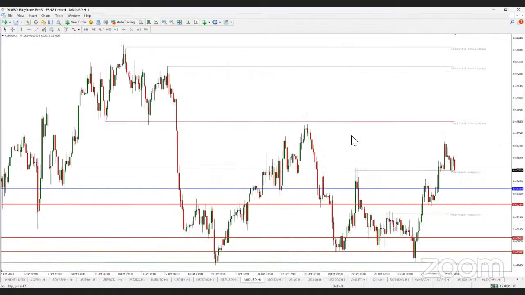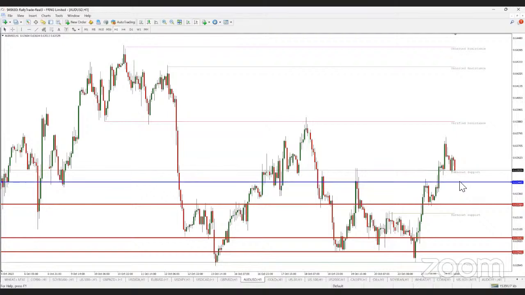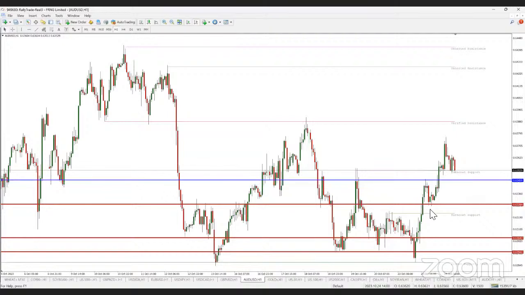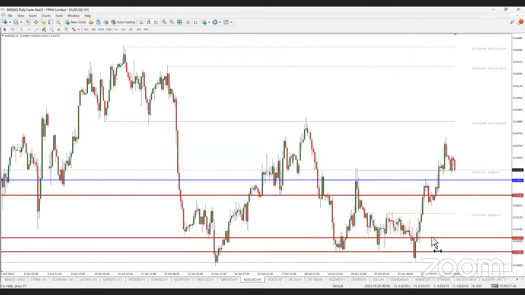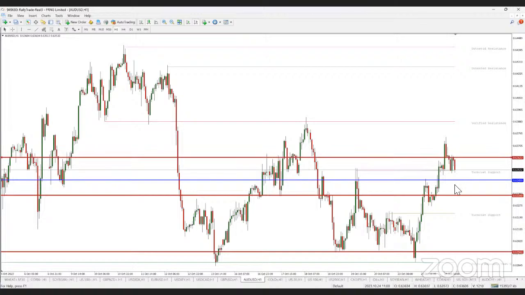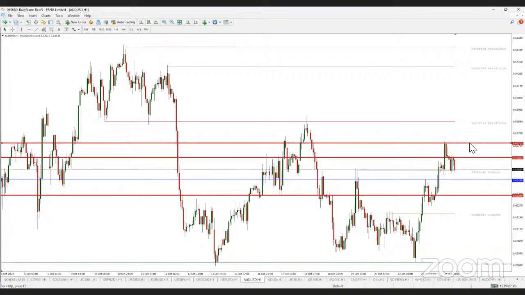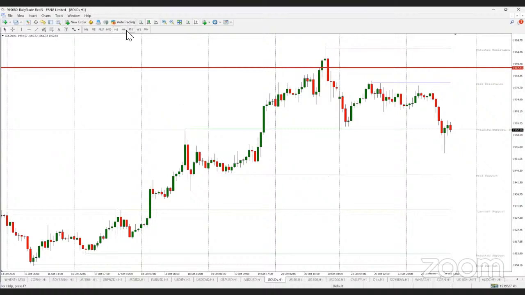AUD USD. Well, AUD USD, I would not want to take any position unless I'm giving you a pending order. Yeah, AUD USD has to be a pending order. Okay, you know what, let's leave AUD USD. I'll come back for the pending order after the gold analysis.